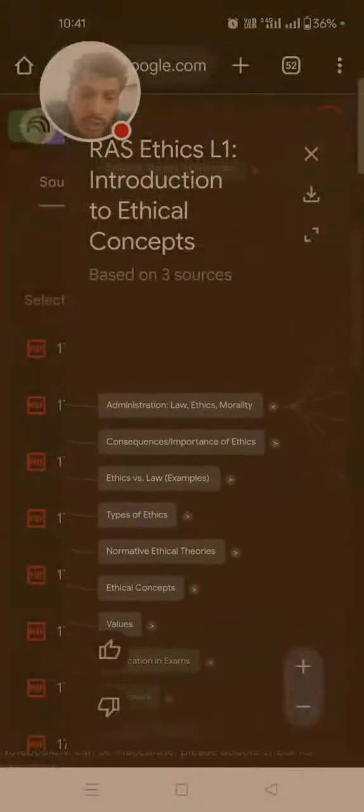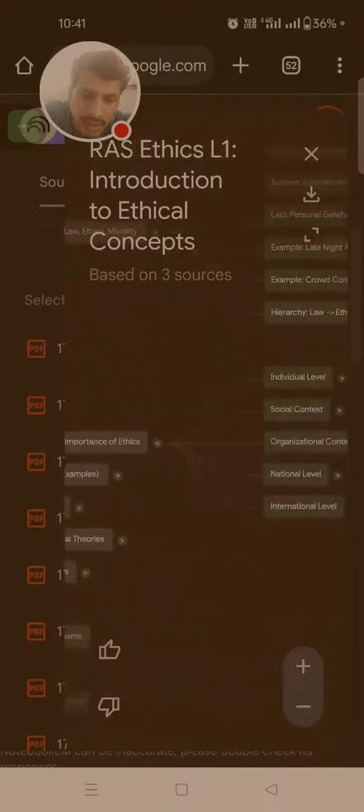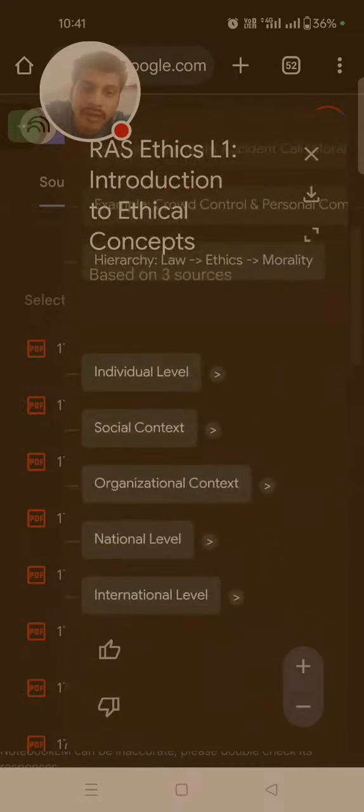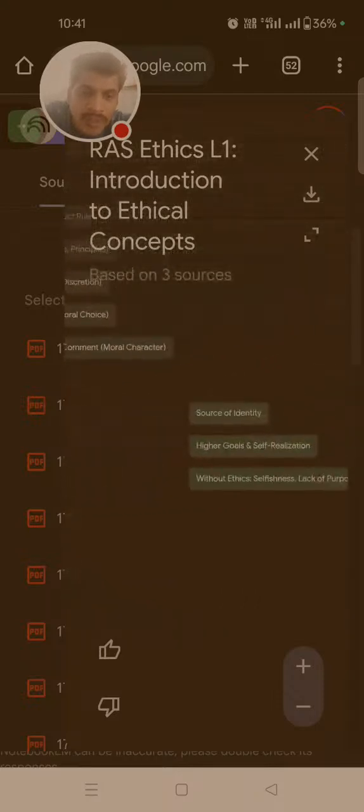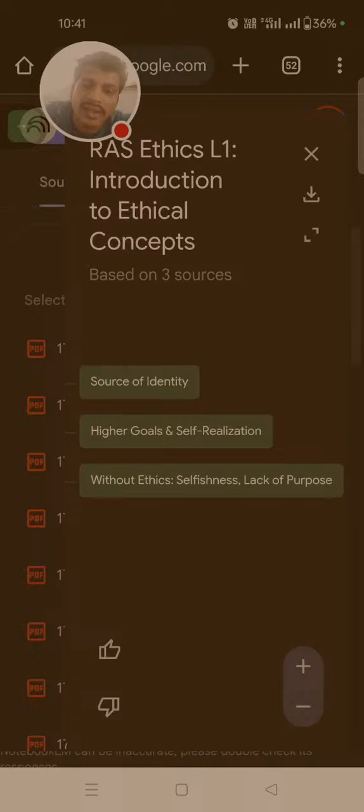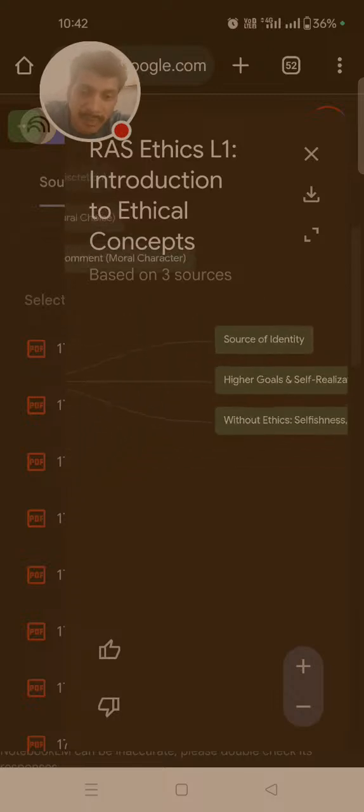Then comes the consequence and importance of ethics. At the individual level, what is the importance and consequence of ethics? First, it is a source of identity. The man who is more ethical, it defines his identity. Then it helps in achieving higher goals and self realization. And without ethics, an individual is selfish and lacks purpose.